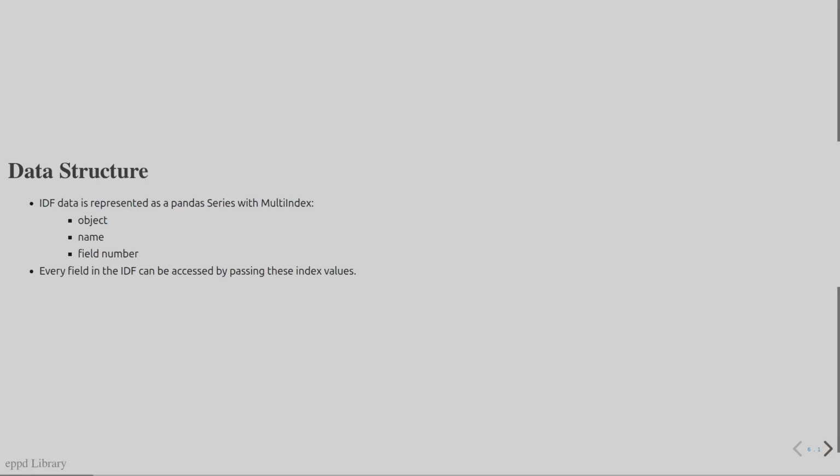The library stores the IDF data as an indexed pandas table. The index consists of the EnergyPlus object, the name, and the field number. Every field in the table can be accessed by passing these index values.